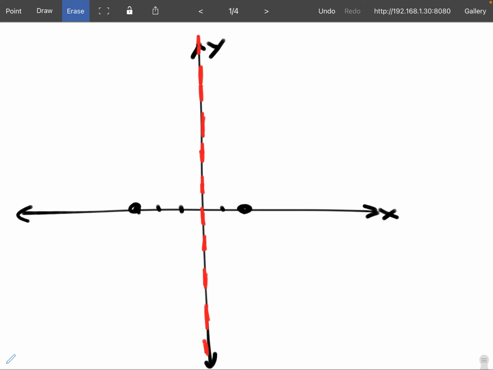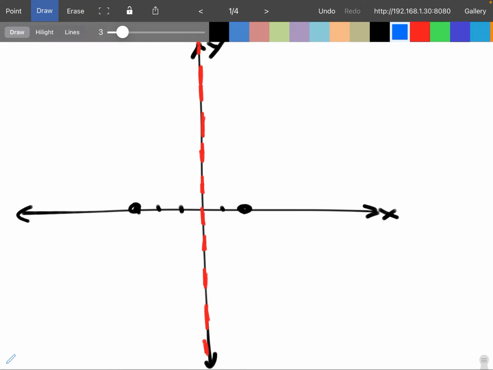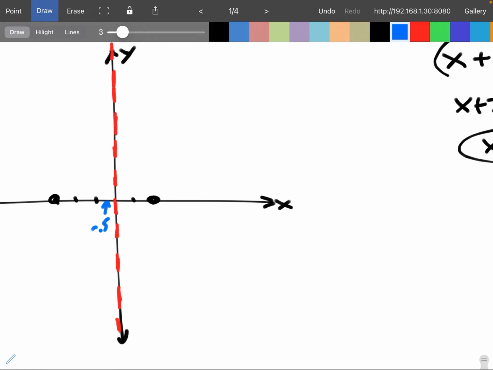Okay, let's go back to this again. All right, so let's pick a number. I'll pick a number just to the left of that vertical asymptote. So I'm going to pick maybe right here. I'm going to pick -0.5. All right, and what I want to do then is plug that into the original function. I have the original function written down here, so I'll just plug it in for you guys so you can see what it looked like.